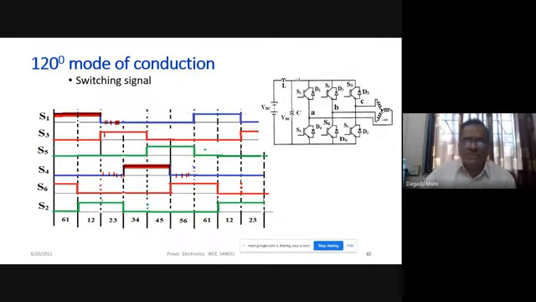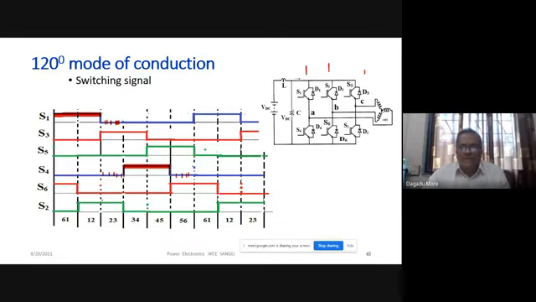What is the phase shift between leg 1 and leg 2? The phase shift between the first leg and the second leg is 120 degrees. If you see the vertical lines, we have made them of 60 degrees. So S1 is on for 120 degrees, then off for 240 degrees, and then on for 120 degrees. The phase shift between S1 and S3 is 120 degrees. So S3 will be on and then S5 will be on.